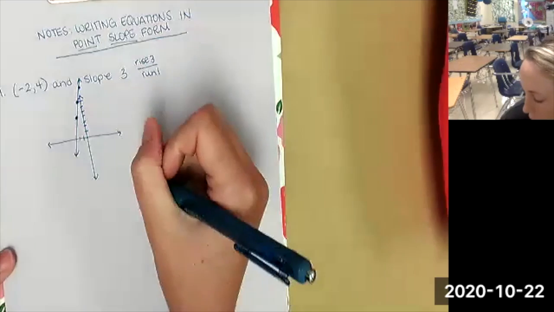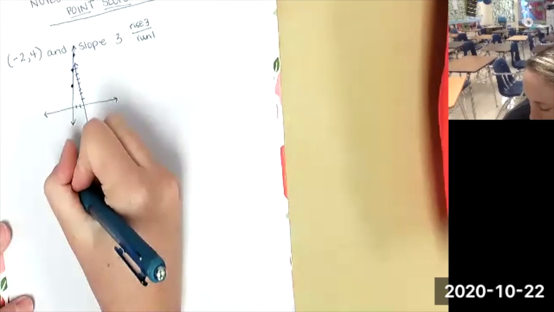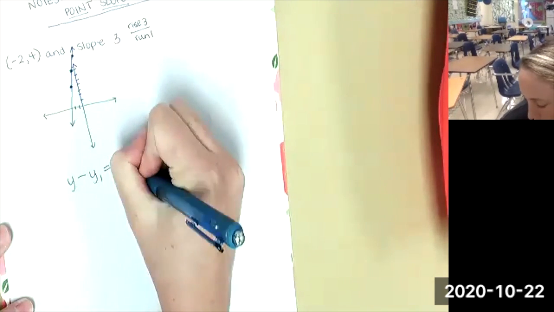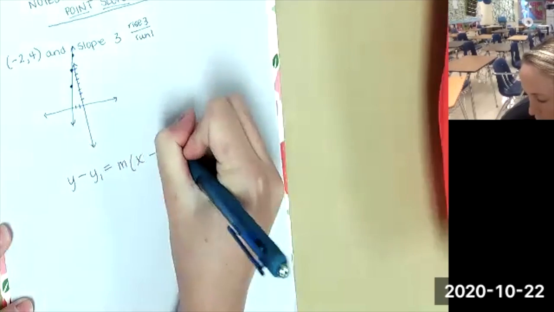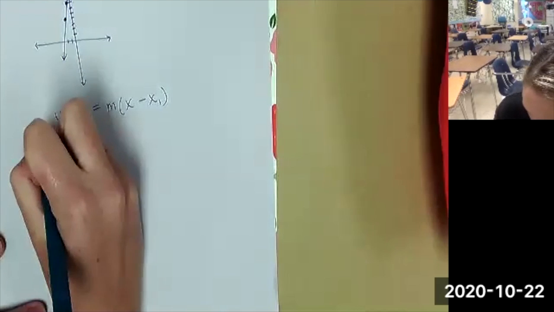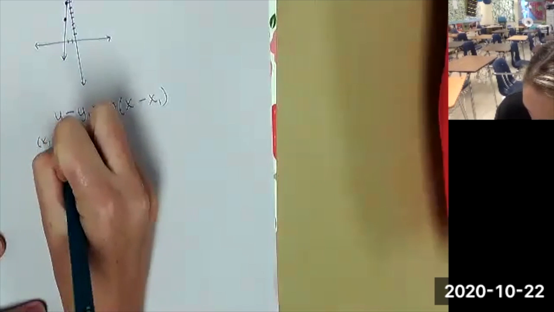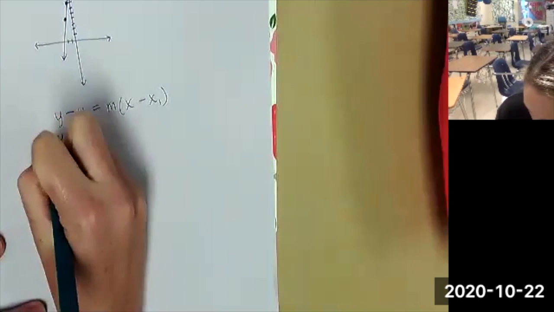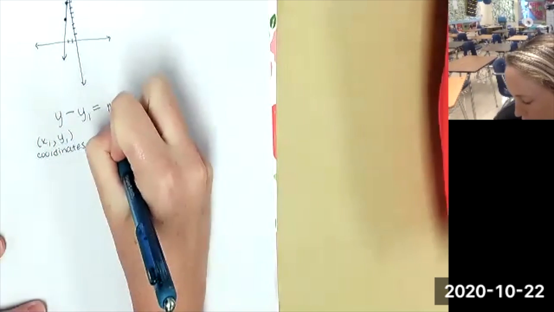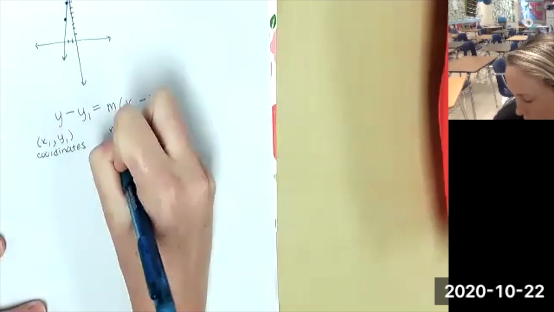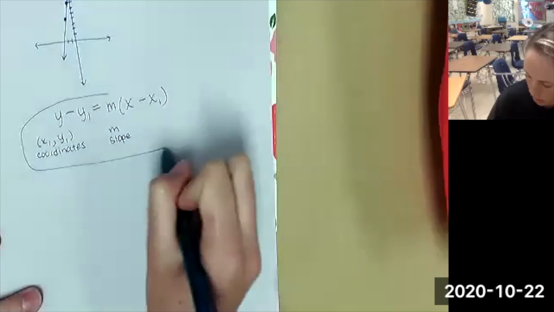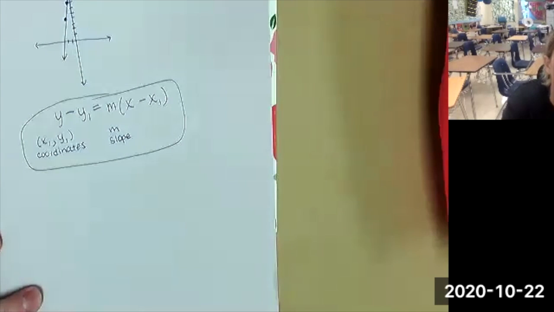So the way point slope form looks is it's y minus y1 equals m times x minus x1, where x1 and y1 are your coordinates, and m is your slope. And other than that, it's pretty much just like slope-intercept form. So there we go, we got that.